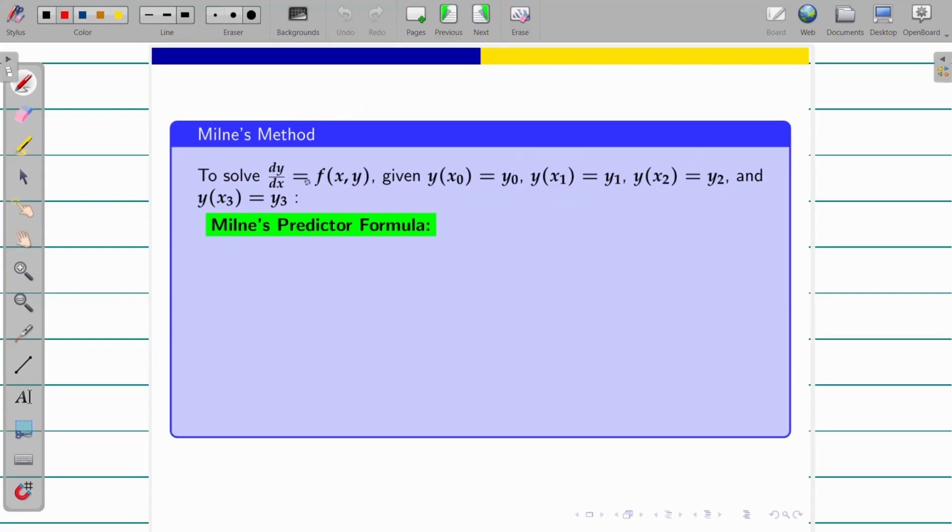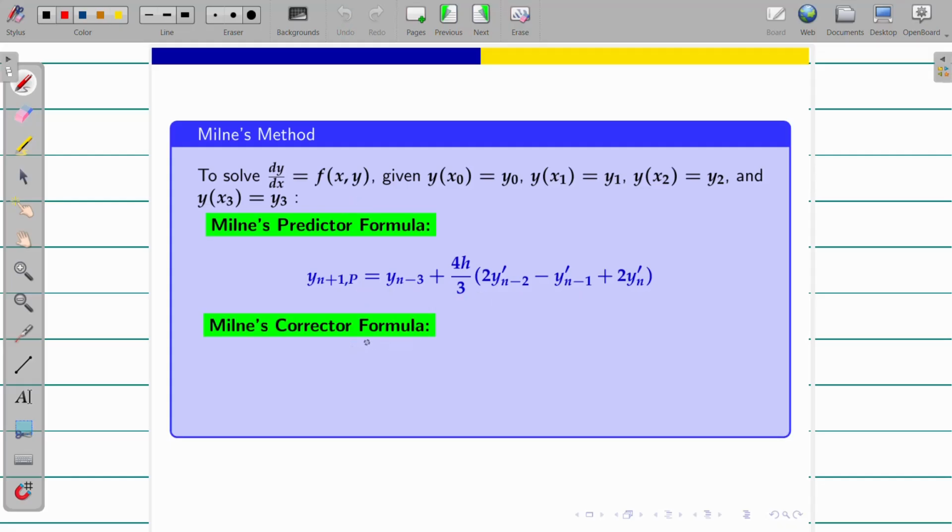So what is Milne's predictor formula? Y suffix n plus 1 only should be on the left hand side. That comma p we represent to mention that this is the predictor formula. There is nothing apart from that. For our convenience, to mention whether it is predictor or corrector, we represent that capital P here, which equals yn minus 3 plus 4h upon 3 times 2 yn minus 2 dash minus yn minus 1 dash plus 2 yn dash. This is the predictor formula.